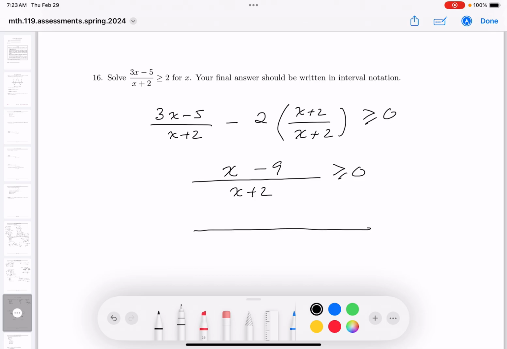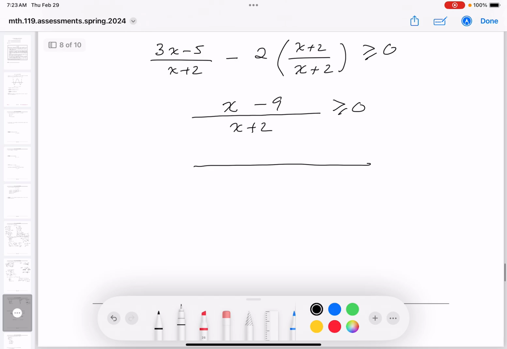Put the number line down. On the number line, I put down the zeros for the top and the bottom. One of the zeros on top is 9. The other zero, on the bottom, is minus 2. Now granted, the 9 makes it 0, but the minus 2 is undefined, so do not shade that in. You need to take a test point. After 9, take 10. You get positive over positive, which is a positive number. That gets shaded in. Take a number between minus 2 and 9, like 0, plug it in.